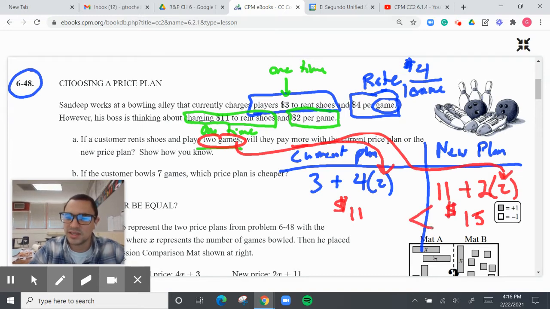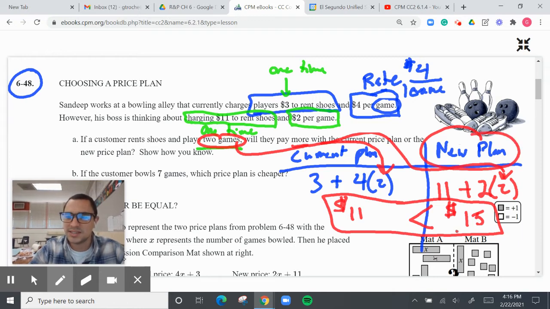So obviously, if I look back at this, that means the new plan is going to bring in more money. So the customer will pay more. So it's going to be the new plan. If a customer bowls 7 games, which plan is cheaper?